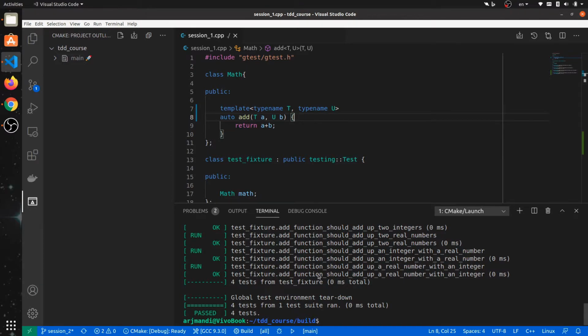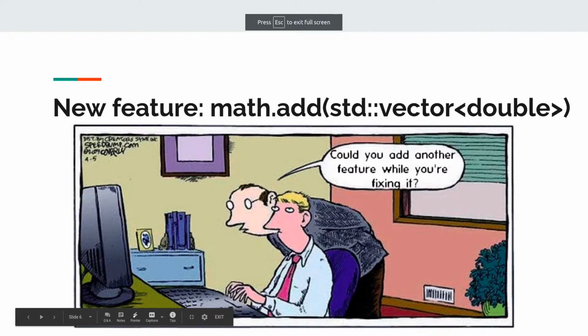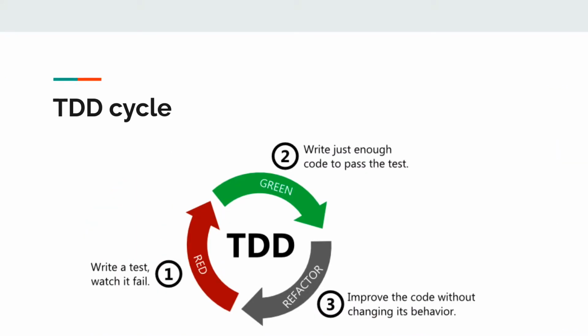But suppose your boss comes to your office right now and says, could you add a new feature while you're fixing it? Okay, what's the feature? The add function should support a new argument type, and it is a standard vector. Okay, it's not that hard. Interesting. Let's implement the feature. But before that, remember the test-driven development cycle again: write a test, get it to pass, and clean the design.